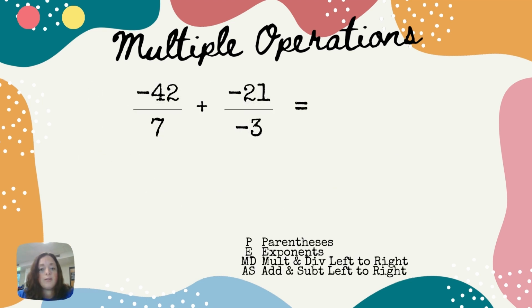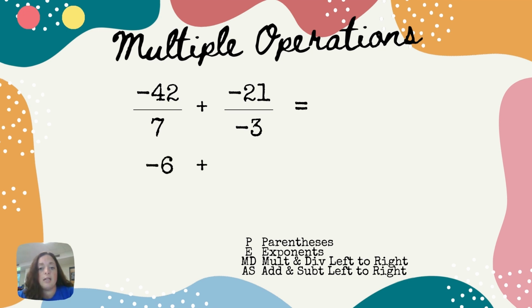Negative 42 over 7 plus negative 21 over negative 3. There are no parentheses, no exponents, but there is division. So instead of thinking of this negative 42 over 7 like a fraction, let's think of it like division. Remember, the fraction bar acts like division. Negative 42 divided by positive 7 is going to be a negative. 42 divided by 7 is 6. So that negative 42 over 7 we can rewrite as negative 6.